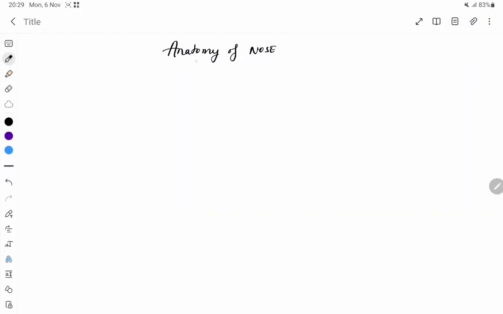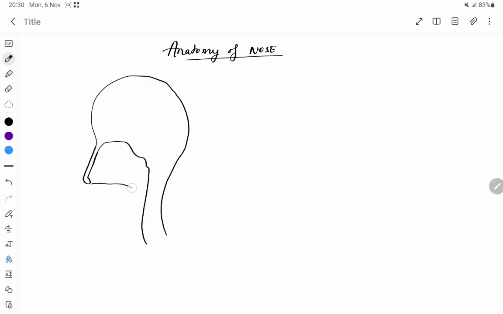Hello everyone, in this video we will talk about the anatomy of the nose. So the nose consists of the external nose and the nasal cavity. Both are divided by a septum into right and left halves.